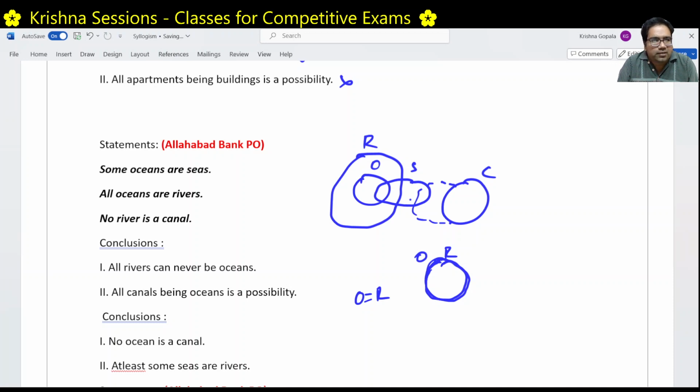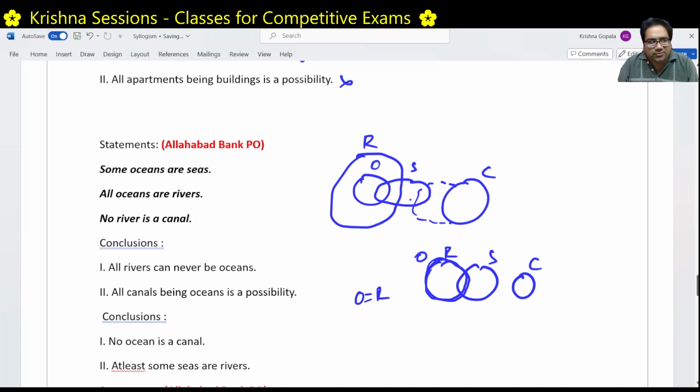And some oceans are seas. These are seas. And so no river is a canal. This is canal. If we draw this diagram, where oceans is equal to rivers, all oceans are rivers, all rivers are oceans. This is the diagram we are trying to draw. Let's see if this diagram fits these conditions also.